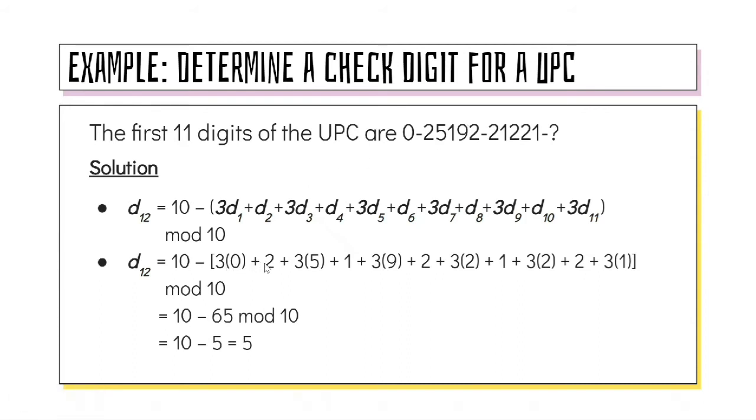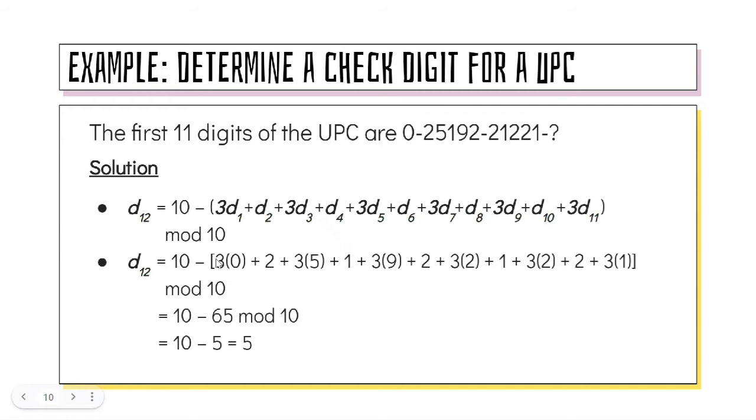The second digit is 2. The third digit here is 5 multiplied by 3, since it is odd. D sub 4 equals 1. D sub 5 times 3, 9 times 3. D sub 6, 2. 3 times D sub 7, 3 times 2. And then D sub 8 is 1, as is. D sub 9 is multiplied by 3, so 3 times 2. D sub 10 is as is, 2, and then D sub 11 is multiplied by 3, so 3 times 1. Okay, mod 10.